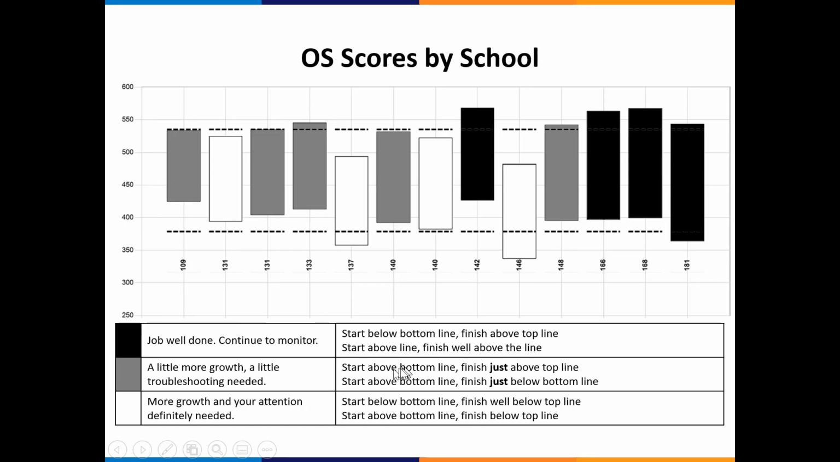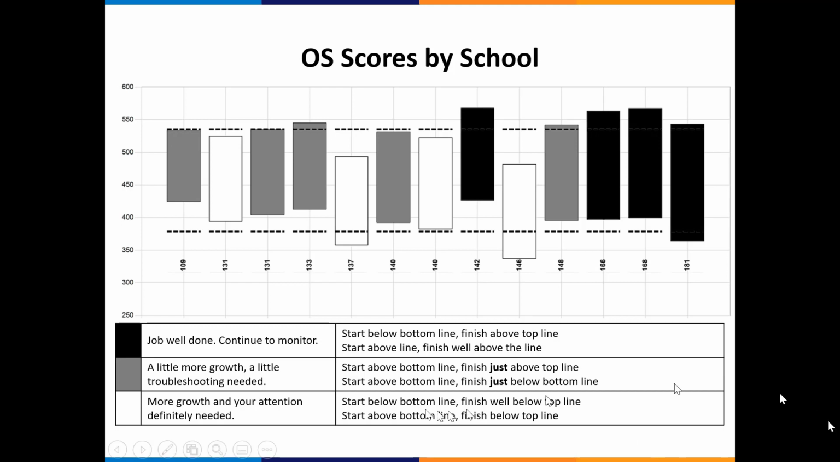In general, they look like schools that start above the bottom line. So these schools are starting above the bottom line, and they finish just above the top line, or close to it in this case. I have one right there that I could have gone either way on. And then also schools that start above the bottom line and finish below the bottom line. See how that one starts above and finishes just below that line up there. So a little more growth needed, a little troubleshooting probably needed by you to figure out what's going on.